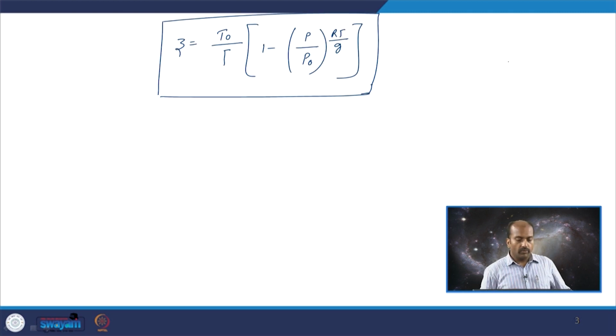So at the end, what I have derived is the height of a pressure surface z is T naught by gamma into 1 minus P by P naught to the power R gamma by g. What is gamma? Gamma is the lapse rate, and T naught is the temperature at the surface. This is a very important derivation which we can use in combination with the hypsometric equation. So this is where we stop. In the next class, we will continue the discussion by using the hypsometric equation and hydrostatic equilibrium to understand the thermodynamical aspects of the atmosphere.